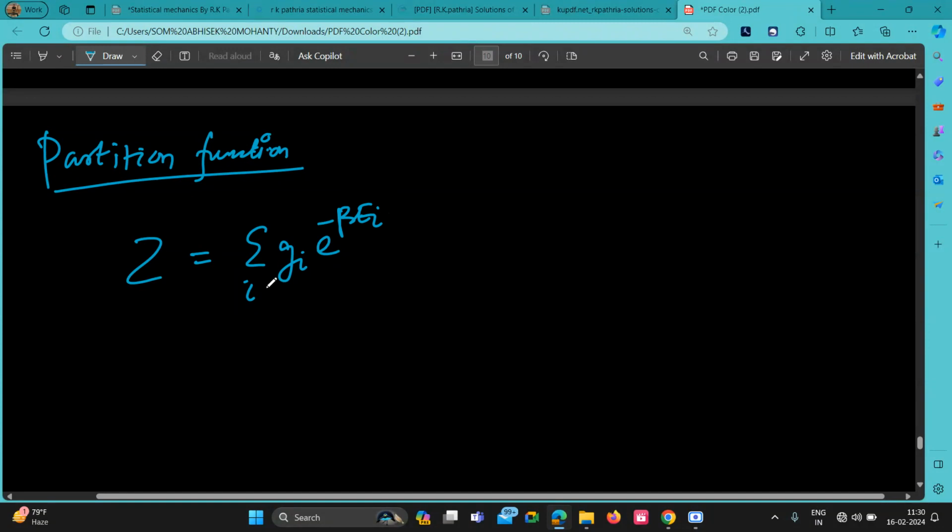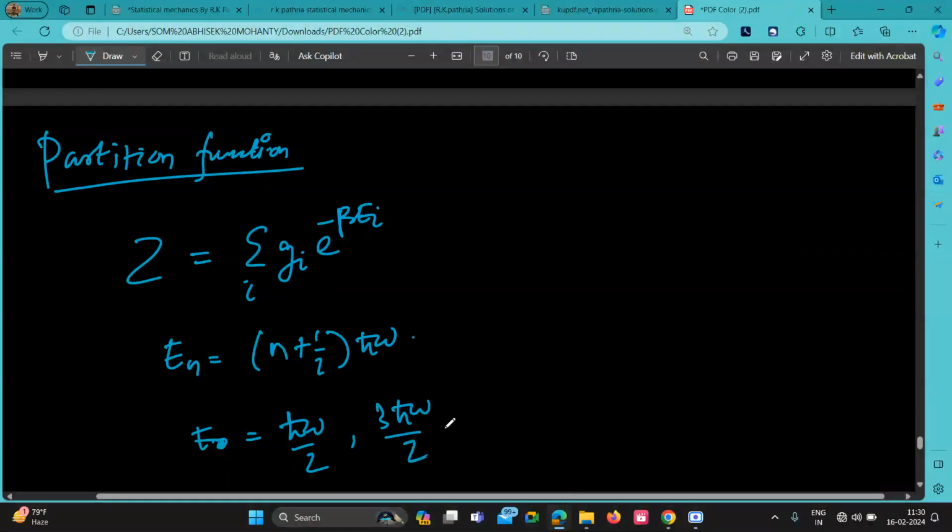And see, En is what? (n plus half) h cut omega. So E0 is your h cut omega by 2. So energy values are what? h cut omega by 2, 3 h cut omega by 2, 5 h cut omega by 2, 7 h cut omega by 2, isn't it? So these are the energy values, and these are non-degenerate.